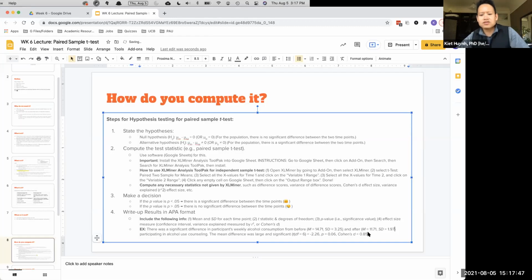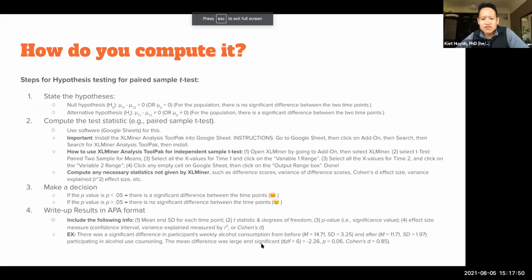Okay, so you see here before the alcohol counseling, the sample had a mean alcohol intake per week of 14.71 drinks, whereas afterwards they had a mean alcohol intake of 11.71 drinks per week because of the alcohol counseling. So the mean difference is large and significant as indicated by the p-value saying significant, and it's large because we know a Cohen's d value of greater than 0.80 is large.